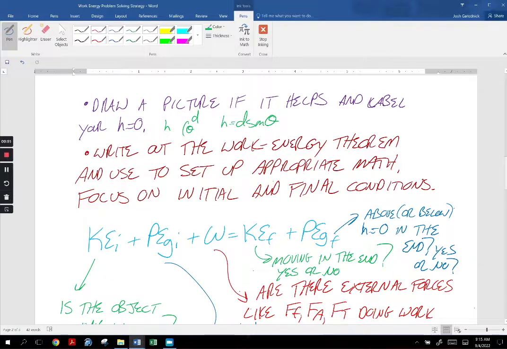All right, now my triangle disappeared. That's just amazing. My incline has disappeared. Let's try that again. Okay.